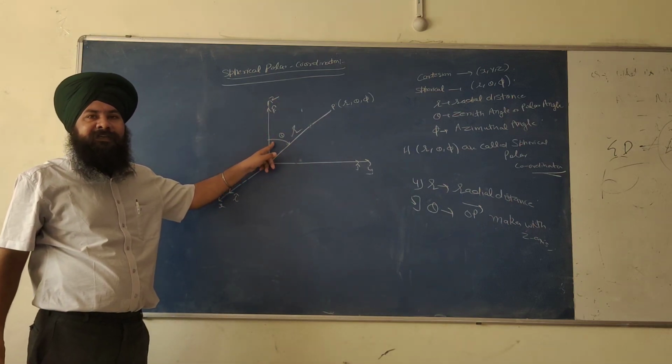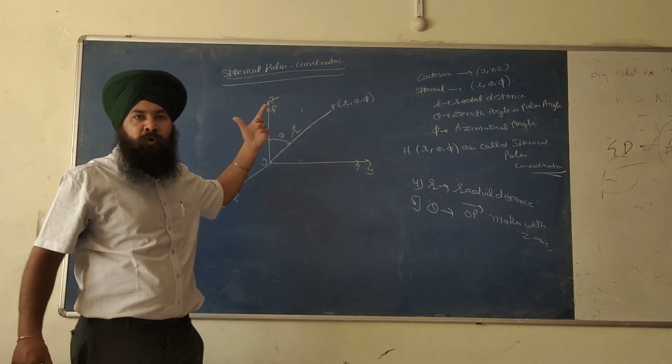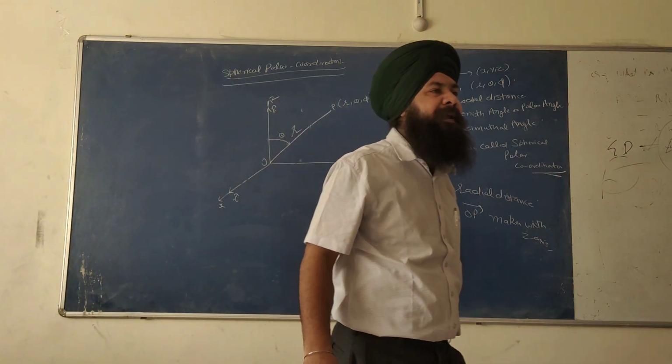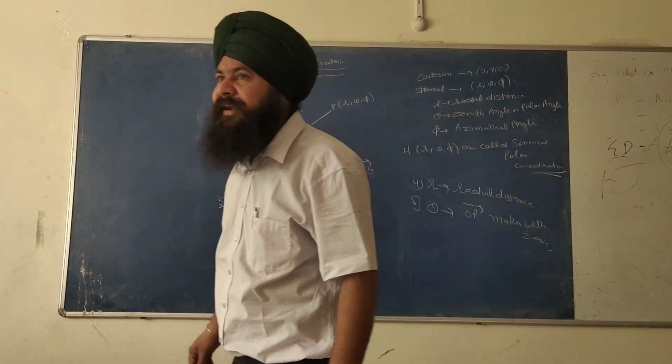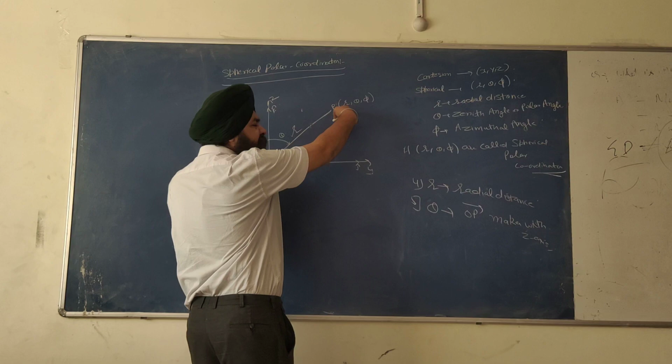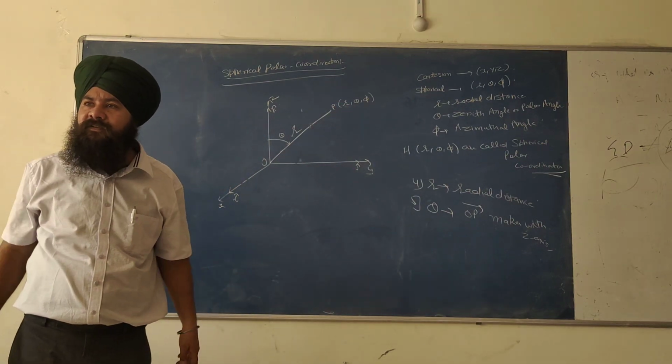What is theta? Theta is the angle between OP and the z-axis. What is OP? OP vector is called a radial vector. Why is it called a radial vector? Because it is a radial distance. OP is the radial distance.